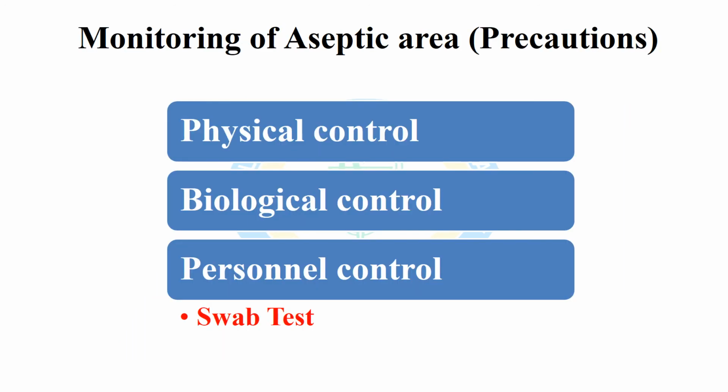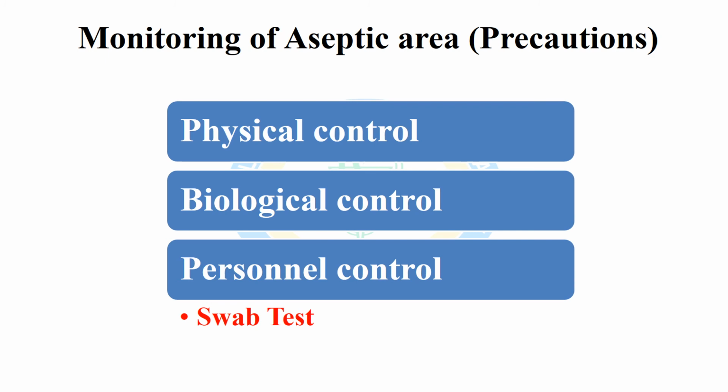Now, how to monitor the aseptic area? The checkpoints of monitoring of the aseptic area mainly include physical control, biological control, and personal control. Physical control includes monitoring of non-viable airborne particles, which are mainly generated by the dynamic movement of machines and personnel working in the aseptic room area. Automatically operated airborne particle counter equipment is used to check the number of particles per cubic feet present in the aseptic room area. Then accordingly cleaning is done if necessary.